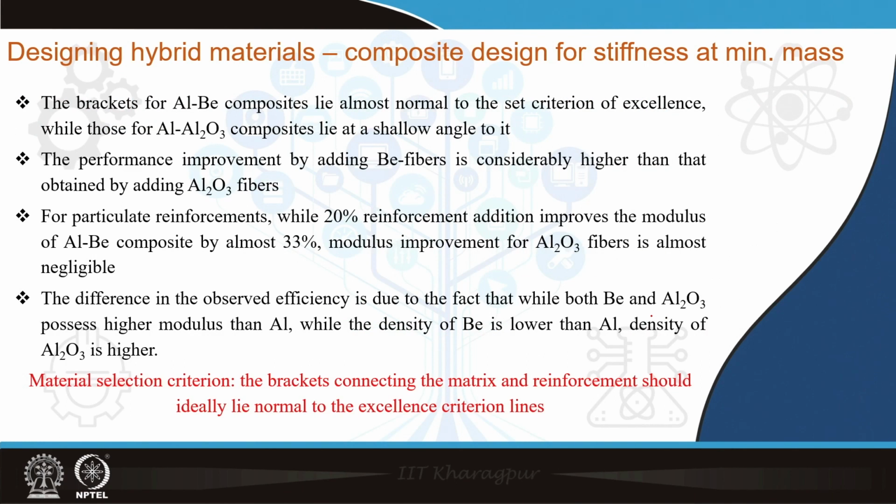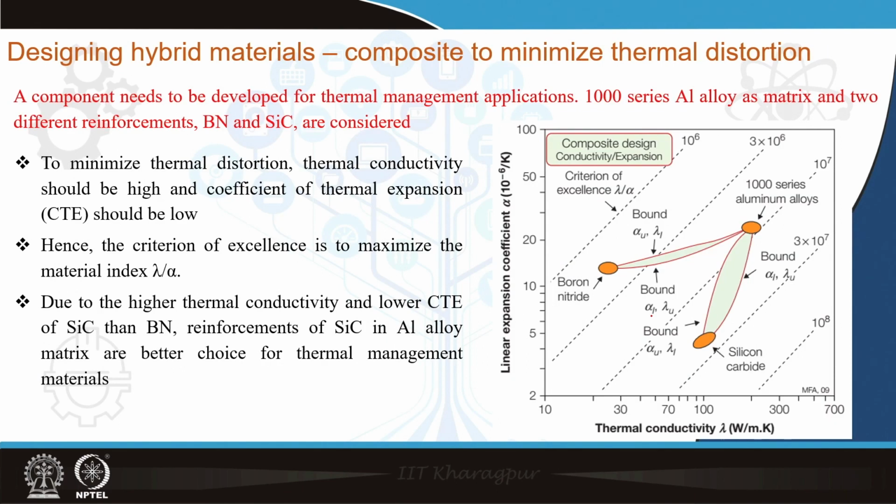After this problem, the second problem at hand is that we want to fabricate a composite material for thermal management applications. Currently 1000 series aluminum alloy as matrix is being used, and we have two different reinforcements as possibilities, either boron nitride or silicon carbide. Again, this material property chart is a plot of expansion coefficient alpha along the y axis and thermal conductivity K or lambda along the x axis.